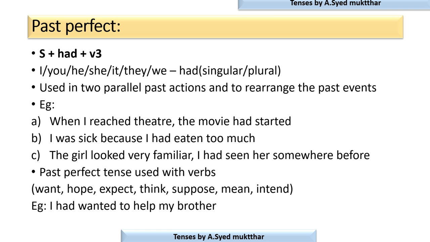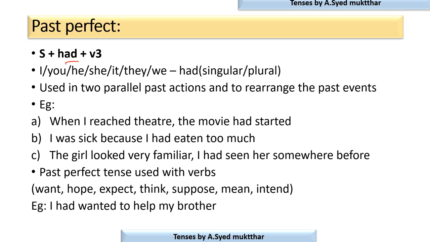The next type of tense is past perfect. The formula of past perfect is subject plus had plus verb 3. Had is common for two cases, singular and plural. If he, she, it is present in the sentence, we should use had, or else if the sentence has they, we, you, I, in this case also we use had. Had is used for both cases.